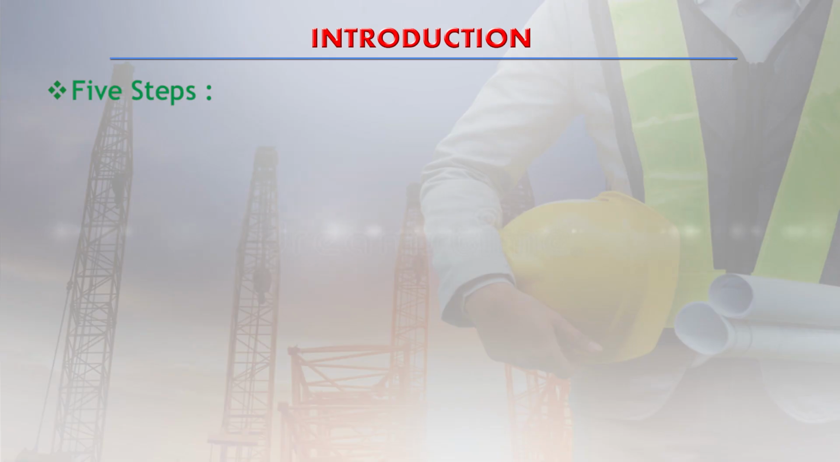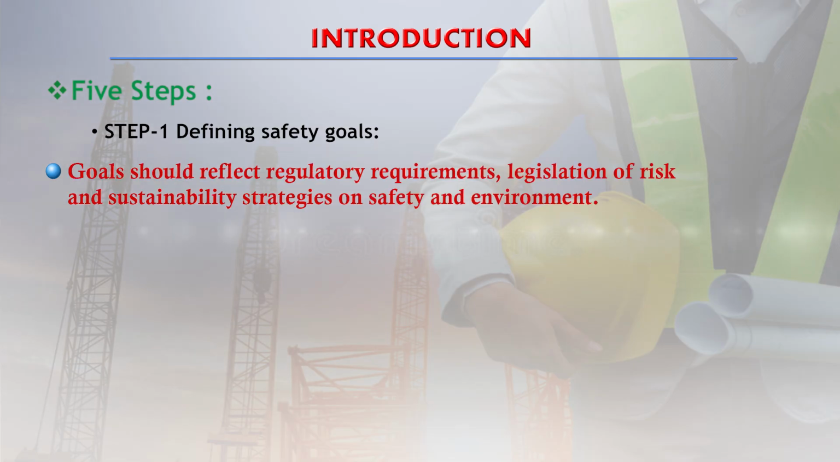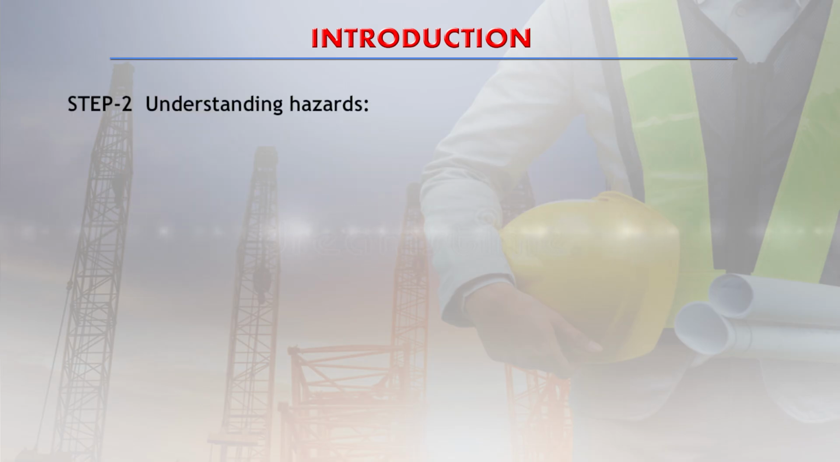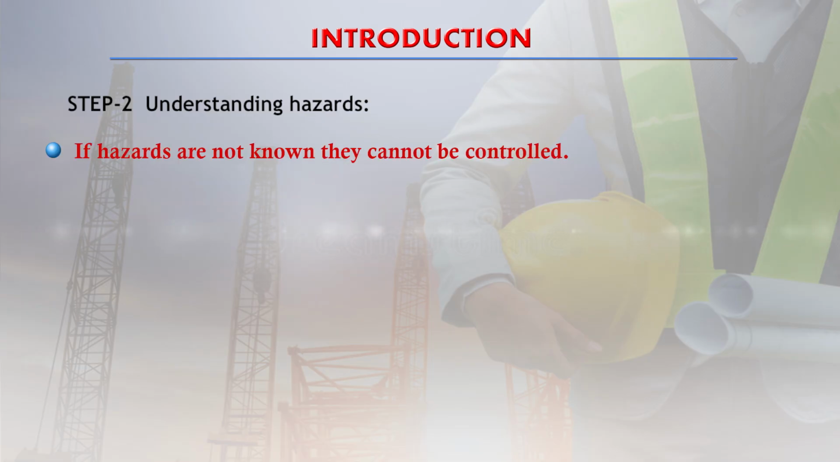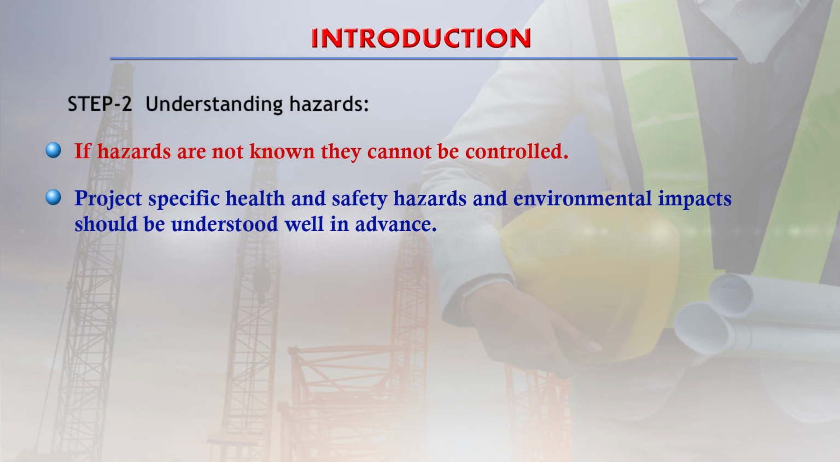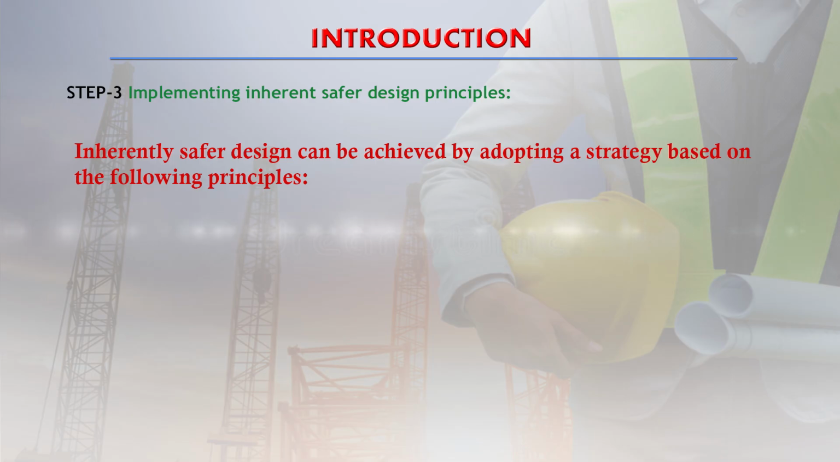These 5 steps are: step 1, defining safety goals. Goals should reflect regulatory requirements, legislation of risk and sustainability strategies on safety and environment. In step 2, we should understand the hazards. If hazards are not known, they cannot be controlled. Project specific health and safety hazards and environmental impact should be understood well in advance. In step 3, we should implement inherently safer design principles.